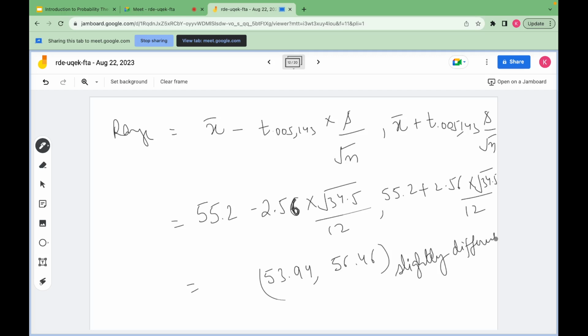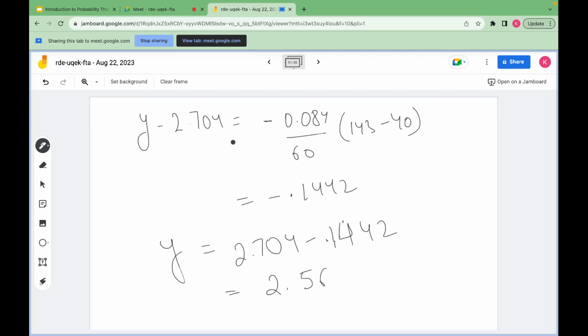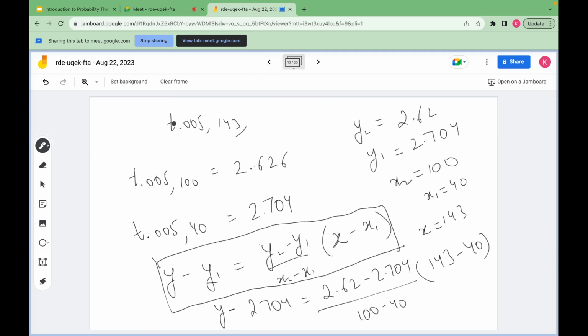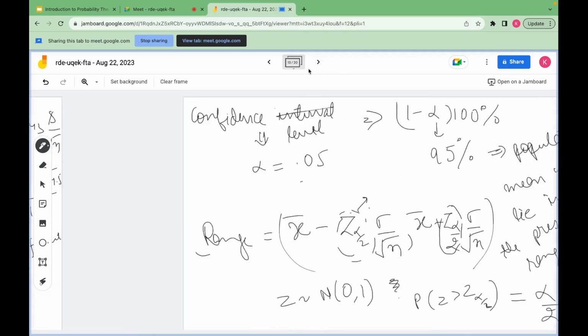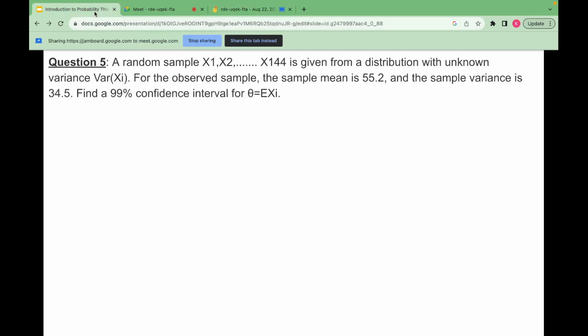Okay, but you know how to find this t value for some other parameter, for some other degree of freedom value. Okay, so by interpolating using a linear regression. Okay, so moving to the next question now.